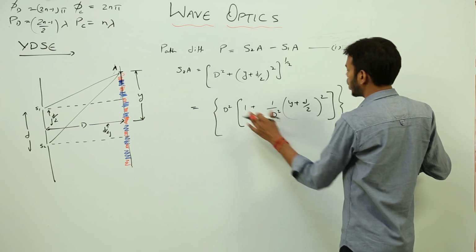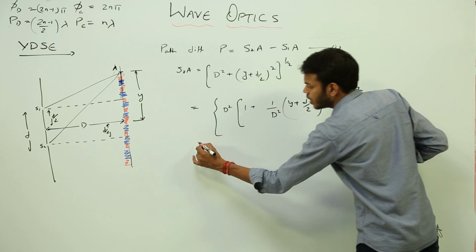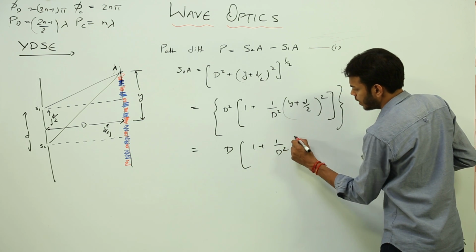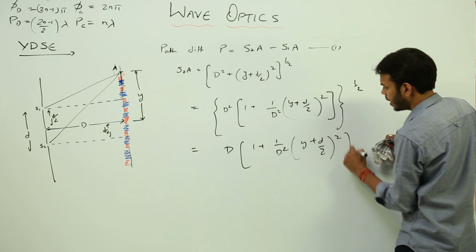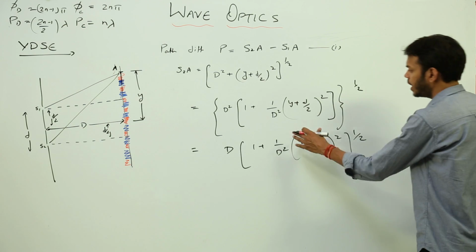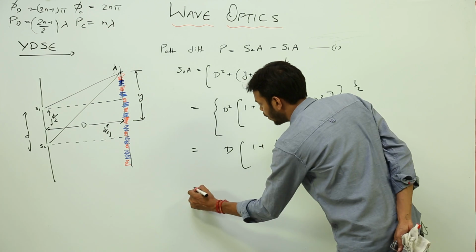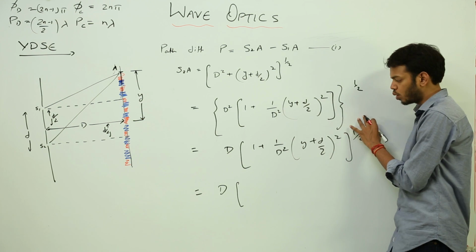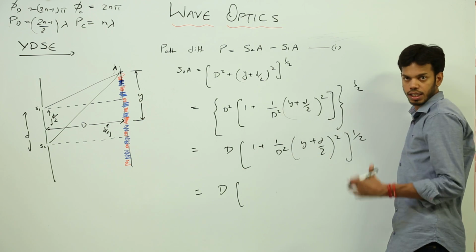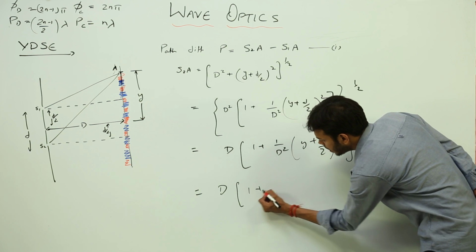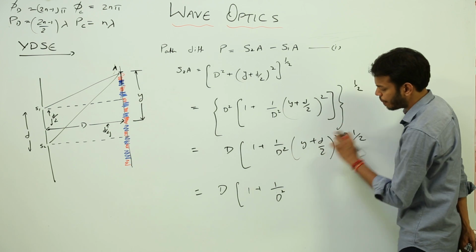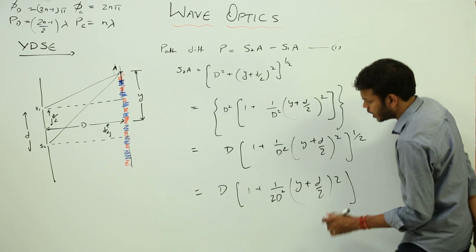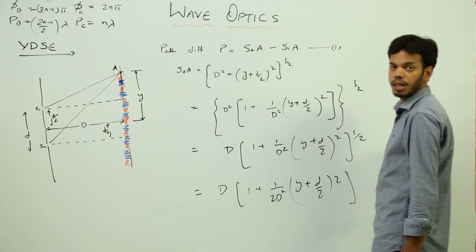So now I am taking d square common out of the under root, that will become d. So now I have d, then this bracket 1 plus 1 upon d square, y plus d by 2 whole square under root. This is the expression I am left with. Now applying binomial theorem, what will I have? I'll have d, the root, this power goes in front of the second term if the first term is unity. This is a simple application of binomial theorem. So 1 plus 1 upon d square, 1 by 2 goes here, so 1 upon 2d square, y plus d by 2 whole square. So this is the ultimate left variable for S2A.